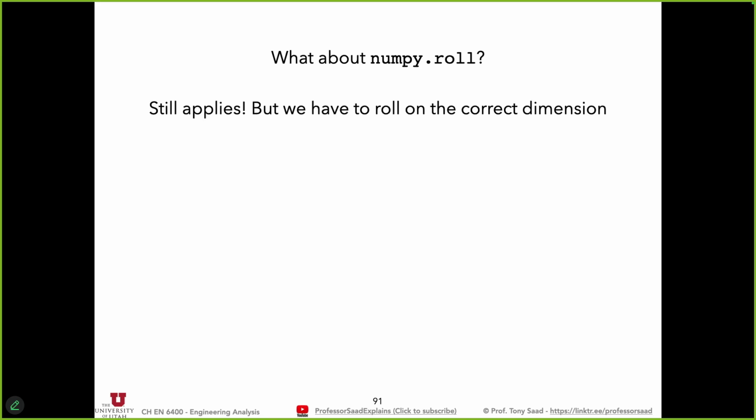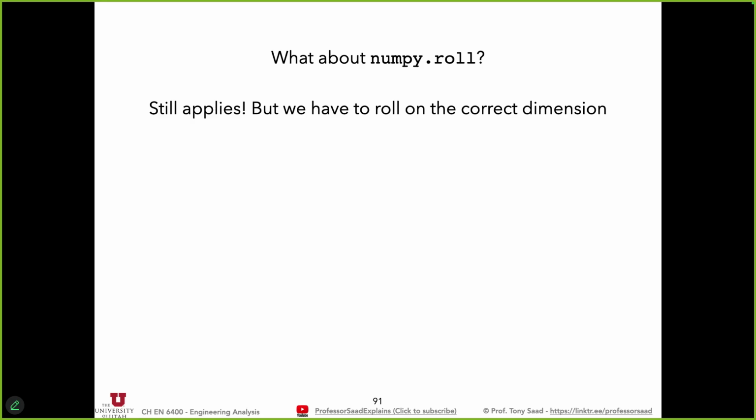Now, what about numpy.roll for the discretization? It still applies, thankfully, the same as what we did in the 1D case. But when we had 1D, we had only one dimension to deal with. Here we have two dimensions. And if you remember, there was an additional argument in numpy.roll called axis. Axis is essentially the dimension along which you are rolling, along rows or along columns. Remember, our rows correspond to the y dimension and our columns correspond to the x dimension.